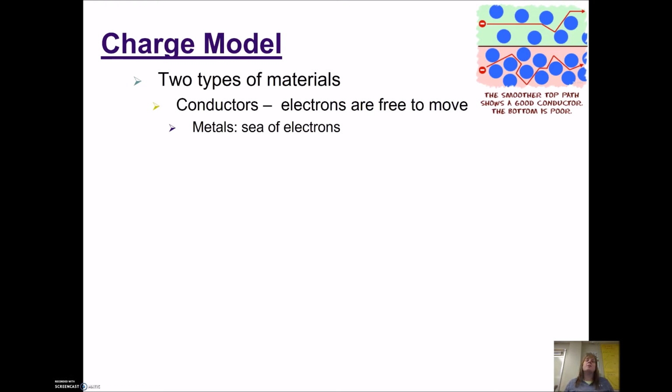Now, there are two types of materials, and those materials behave differently when it comes to the motion of electrons. There are conductors where electrons are free to move. We call metals a sea of electrons, and it's because the electrons don't have to hang out with their nucleus. In a material, they're like, hey, I'm going over there. Mom, I'm going next door to some other atom, some other nucleus. So electrons can move around in conductors. And that's why we use conductors to conduct electricity in our homes. We have copper wires because copper is a great conductor. It allows those electrons to move freely, and electricity is the motion of electrons.